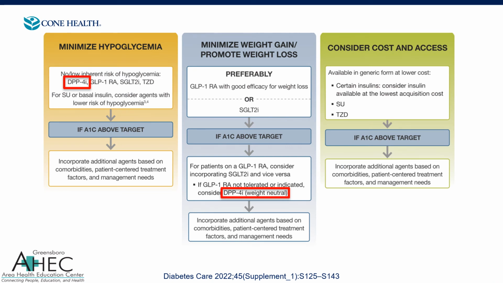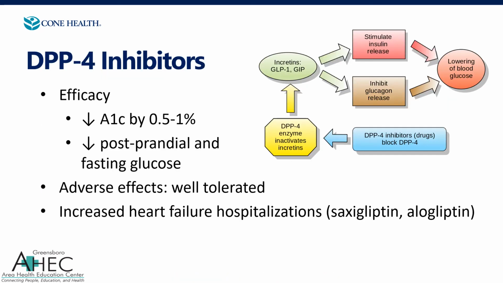DPP4s have a couple of benefits pointed out in the guidelines. They don't have a risk of hypoglycemia, so it'd be reasonable to add that on in patients where you are concerned about having low blood sugars. Also, they are weight neutral, so it's appropriate to add on to a patient's regimen if they are already overweight and you're trying to help either promote weight loss or at least avoid increasing their weight.